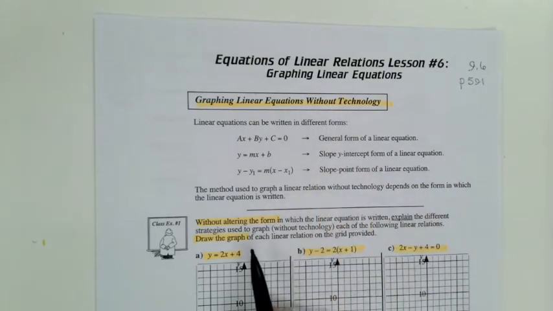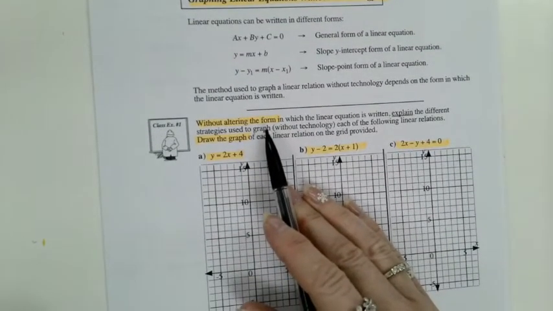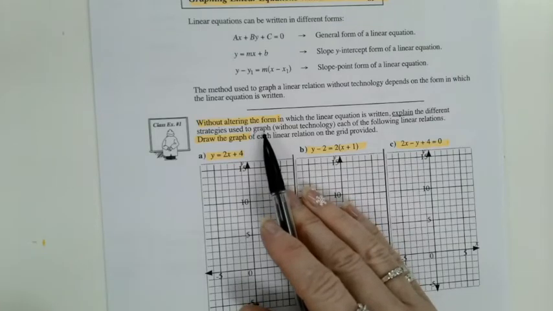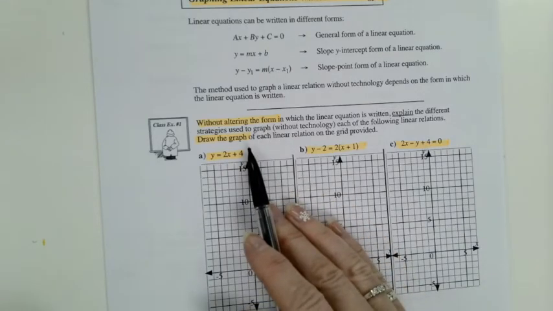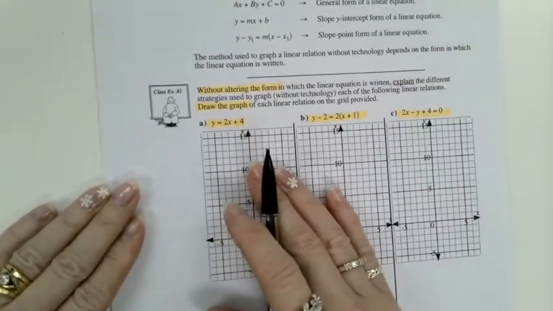Question 1: without altering the form in which the linear equation is written, explain the different strategies used to graph without technology each of the following linear relations. Draw the graph of each linear relation on the grid provided. Okay, I'm going to explain in words and I'm not going to write these all down for you, and we'll graph.